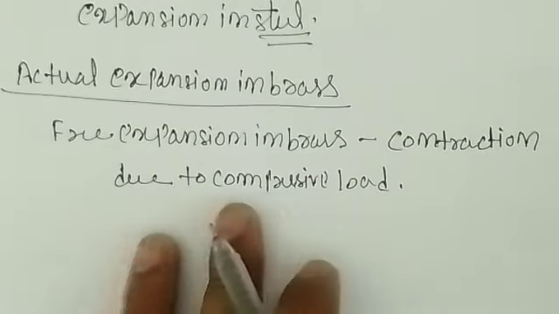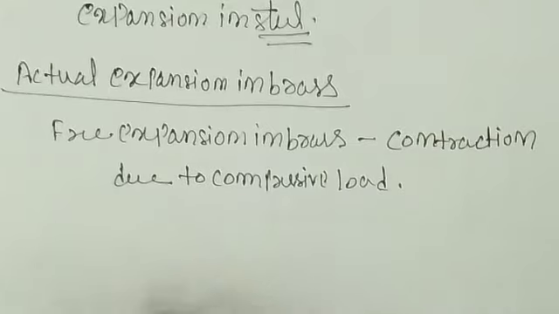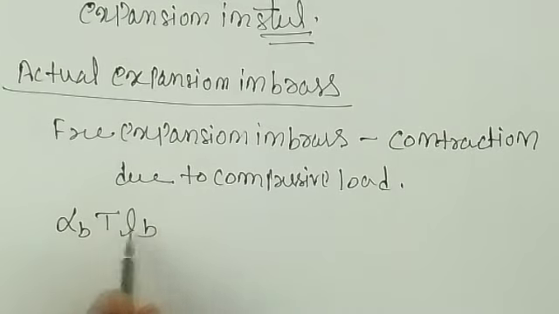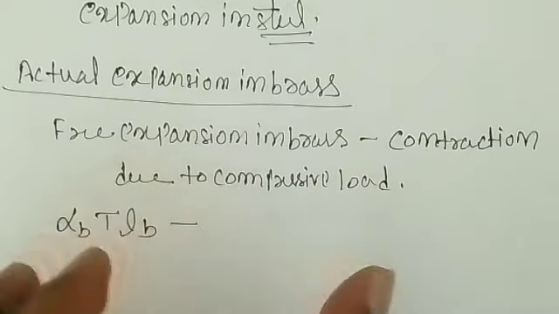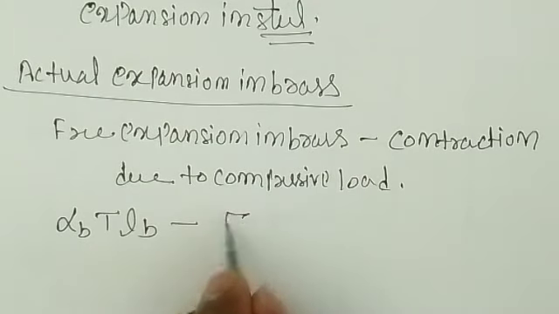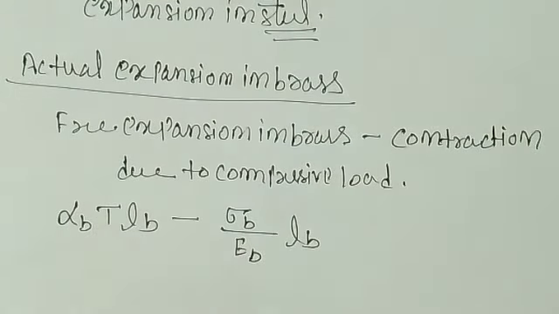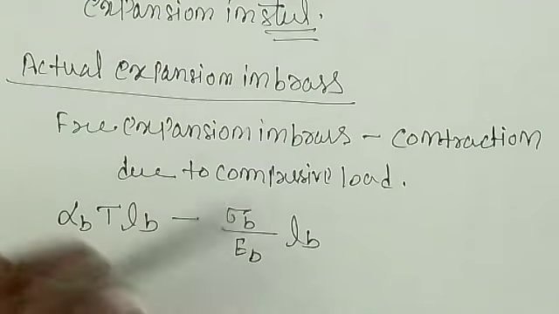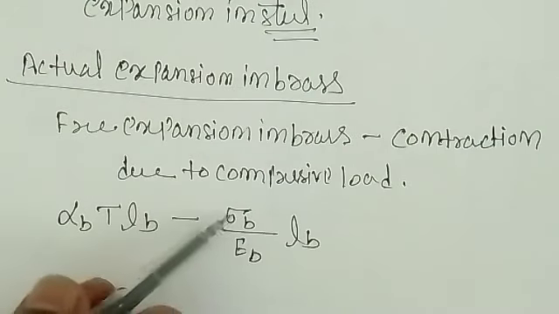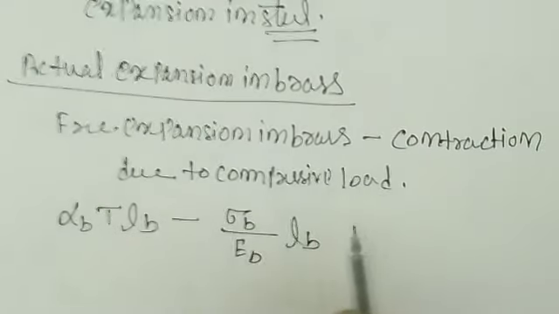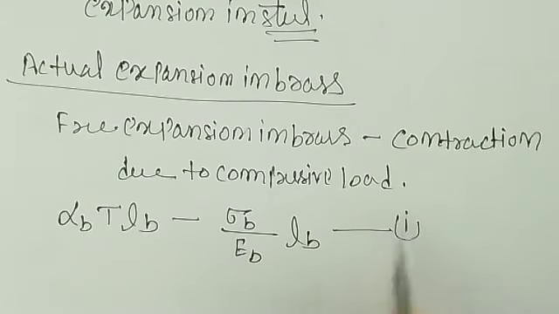Now, the free expansion formula is alpha TL. So you can say alpha b into T into lb, and the contraction due to compressive load is sigma b by eb into lb. That is, delta L is strain into length, where strain is sigma by E and the length is L. Got it? So let's say this is equation 1.